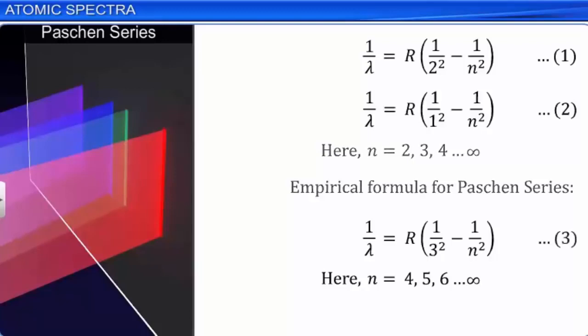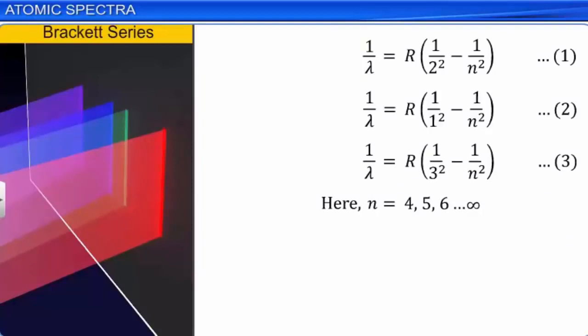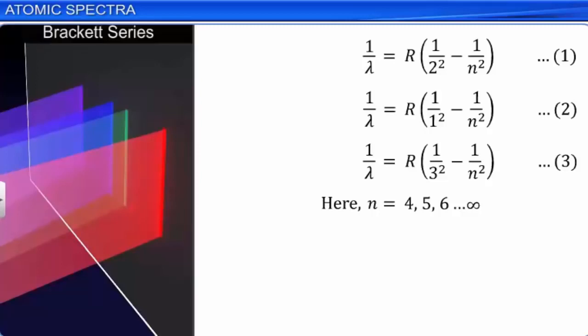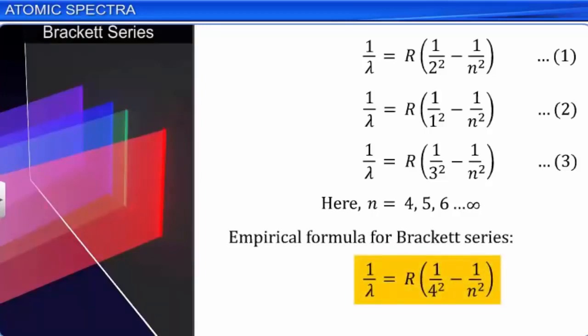The Brackett series has spectral lines which lie in the infrared region. The formula for the Brackett series is 1 by lambda is equal to R into 1 by 4 square minus 1 by n square. Here, n is equal to 5, 6, 7, and so on, up to infinity. Let this be equation 4.